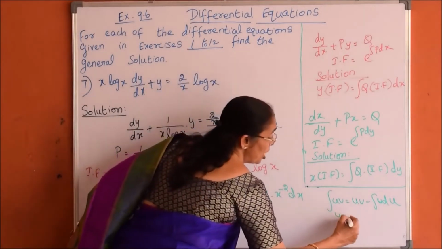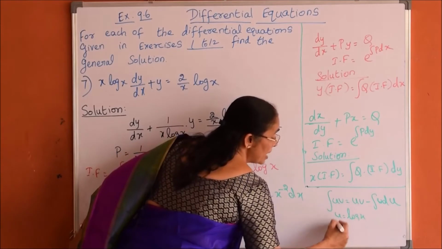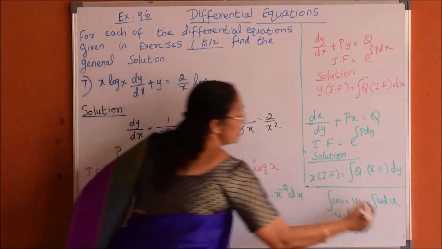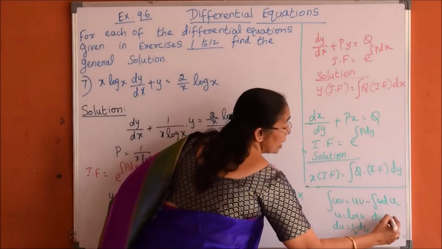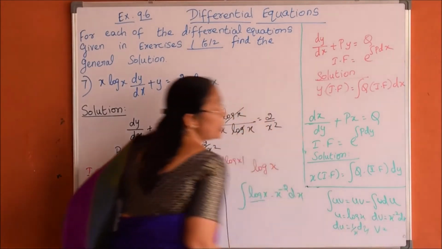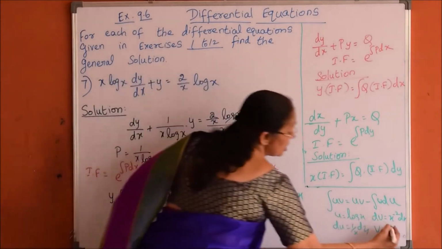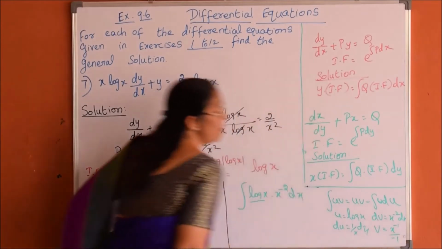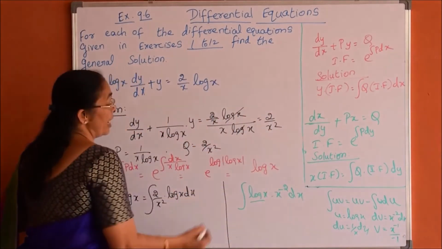When the u function is log x, our du will be 1 by x dx, and we consider dv as x to the power of minus 2 dx. So v is the integration of x power minus 2, which is nothing but x to the power of minus 2 plus 1, which is minus 1, by minus 1. Now we substitute these values.